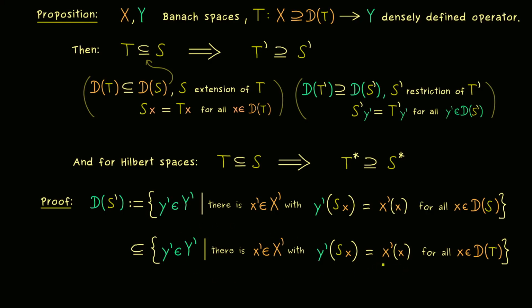However, now on the smaller domain, instead of S, we can also just write T of x. Hence what we get now is simply the set DT'. And that's it. This is all we have to do. Now we have proven that this domain is actually smaller or equal than the original domain of T'.